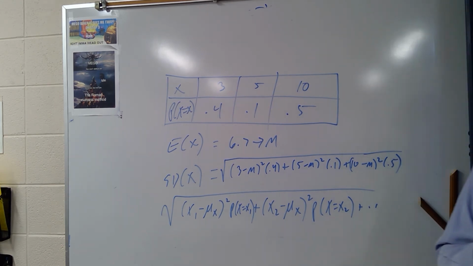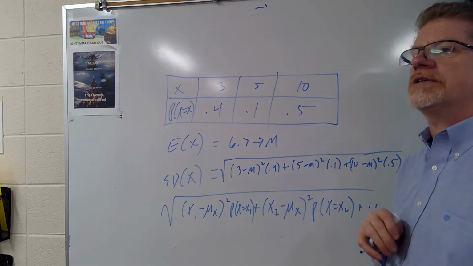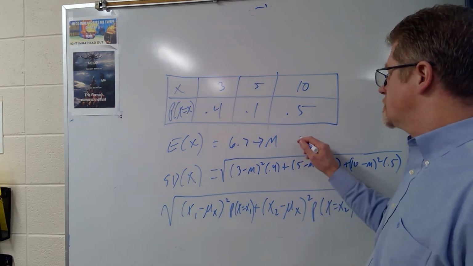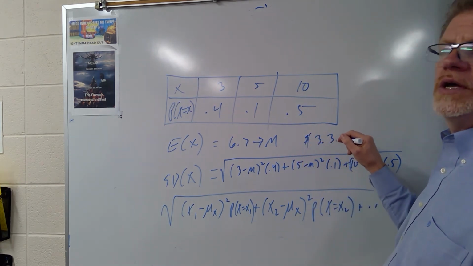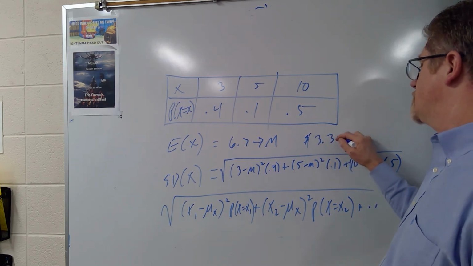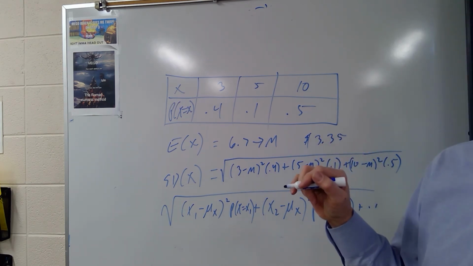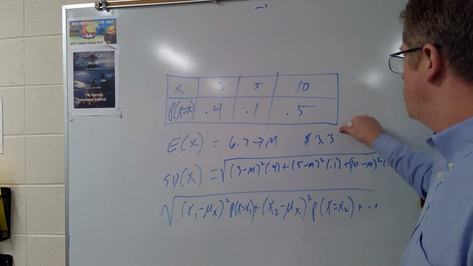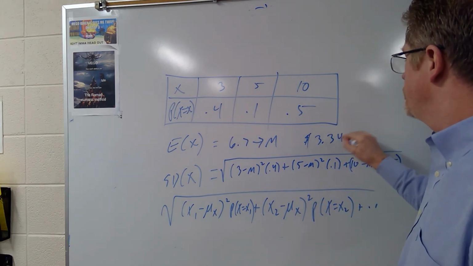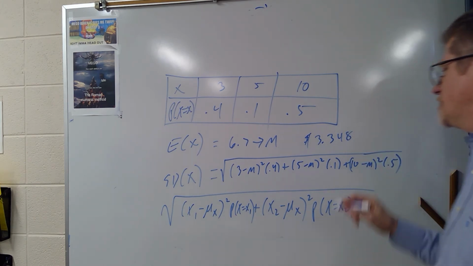And it looks like everyone agrees that it's $3.35. So if this were dollars, the standard deviation would be 3.3. Well, it's actually okay to go to more than one decimal. What was the other decimal? 3.348. Okay, yeah, that's appropriate for the standard deviation.